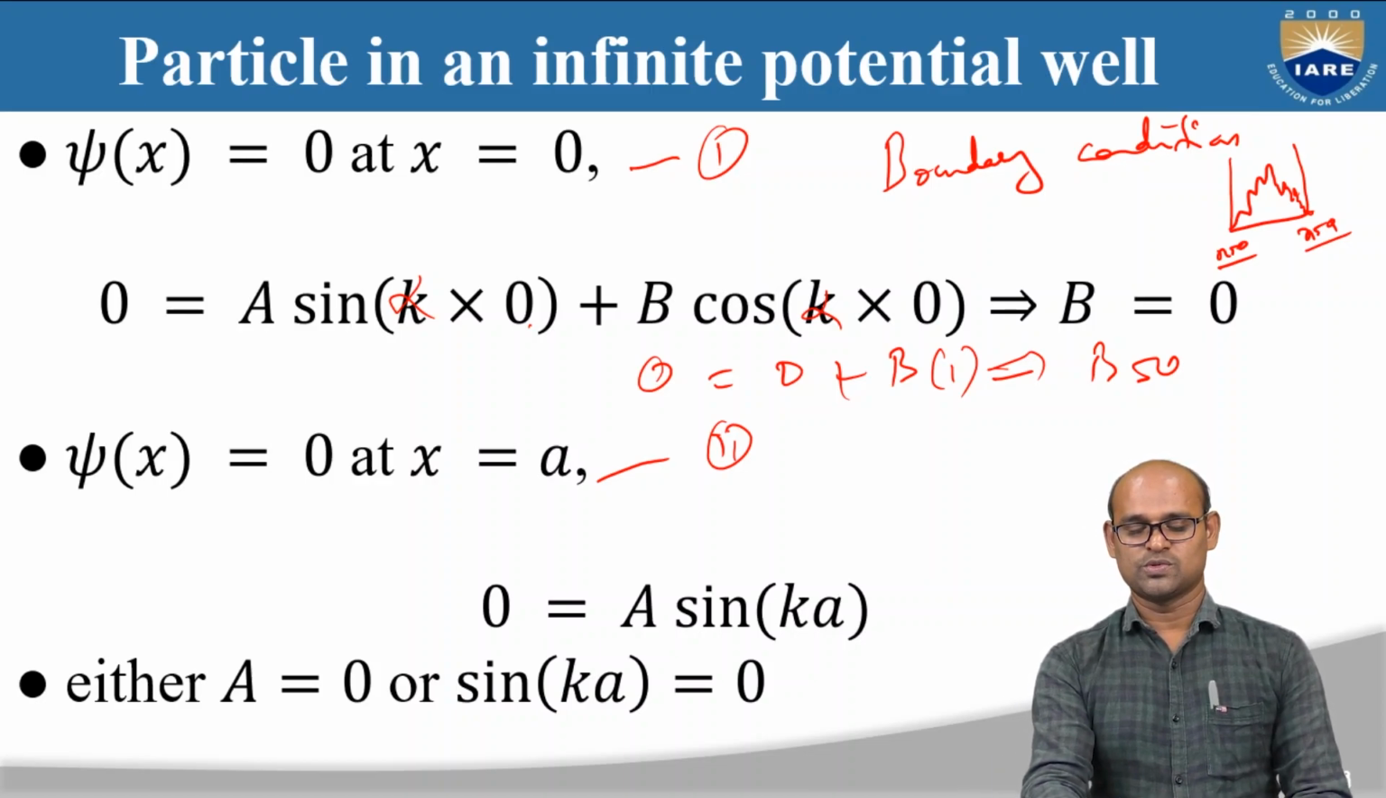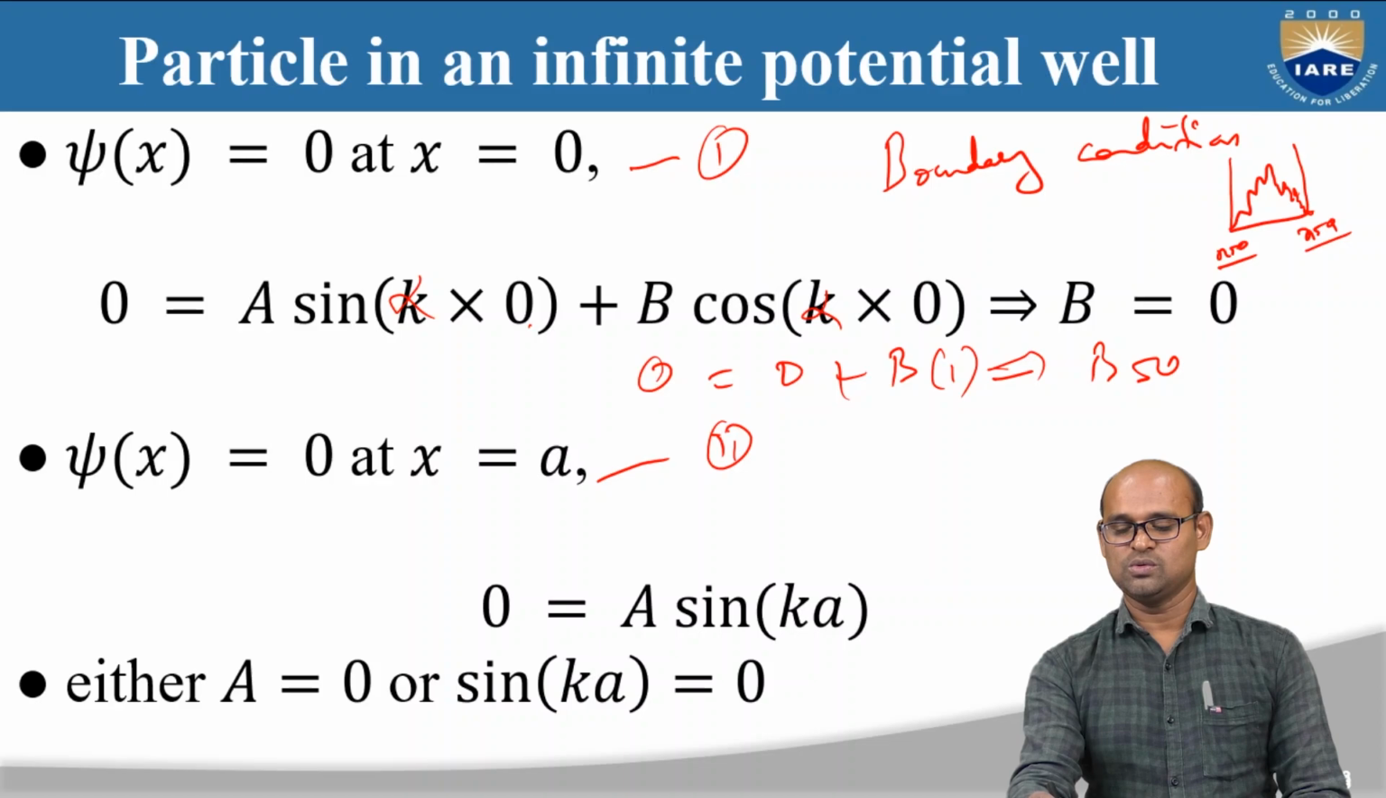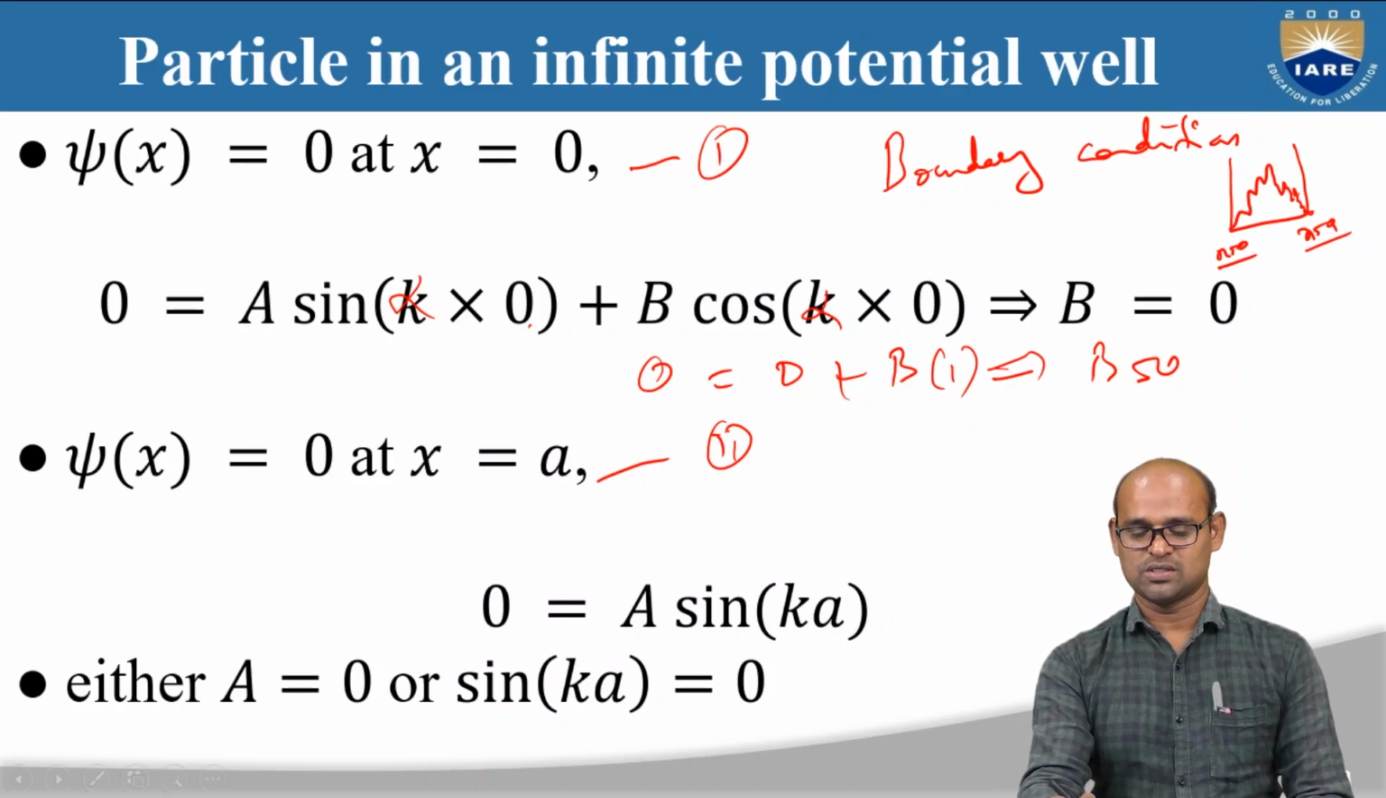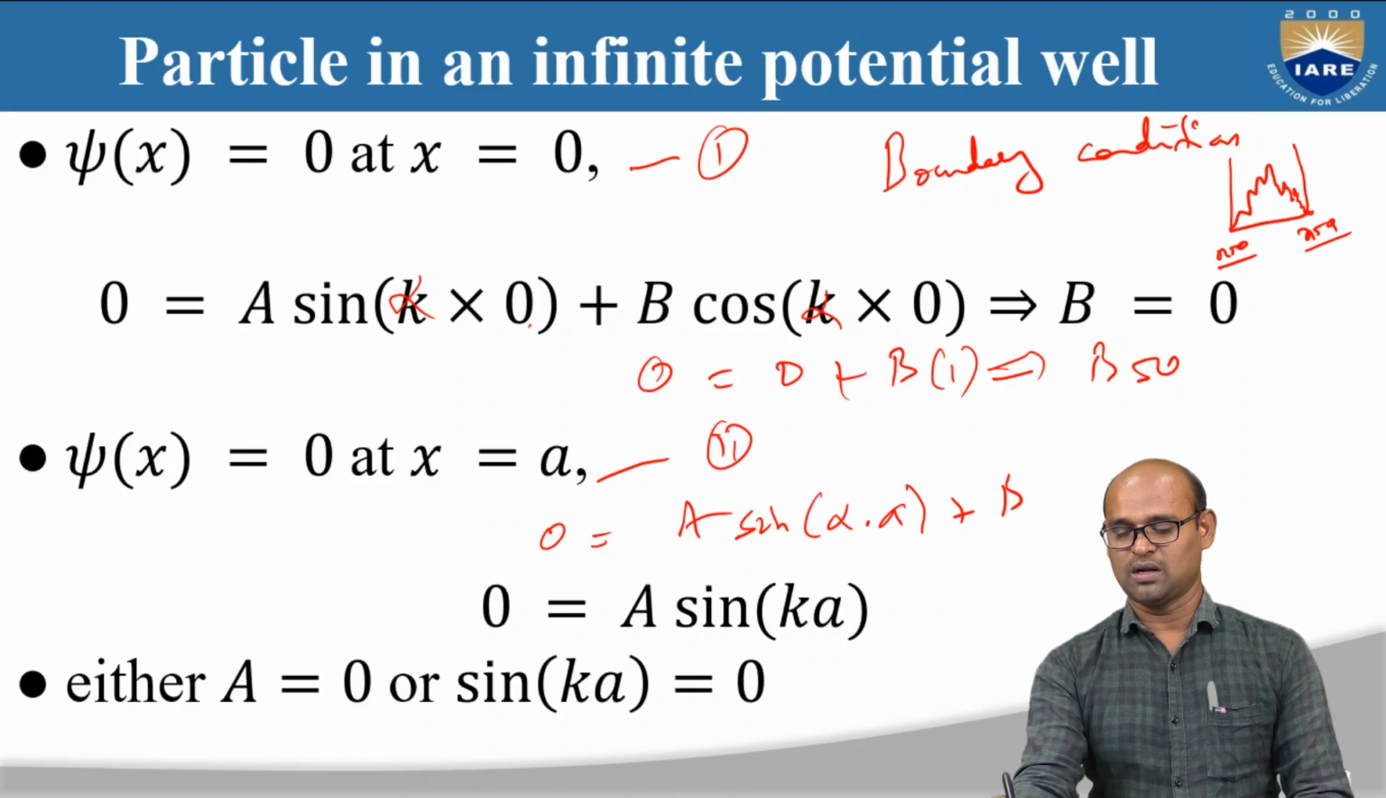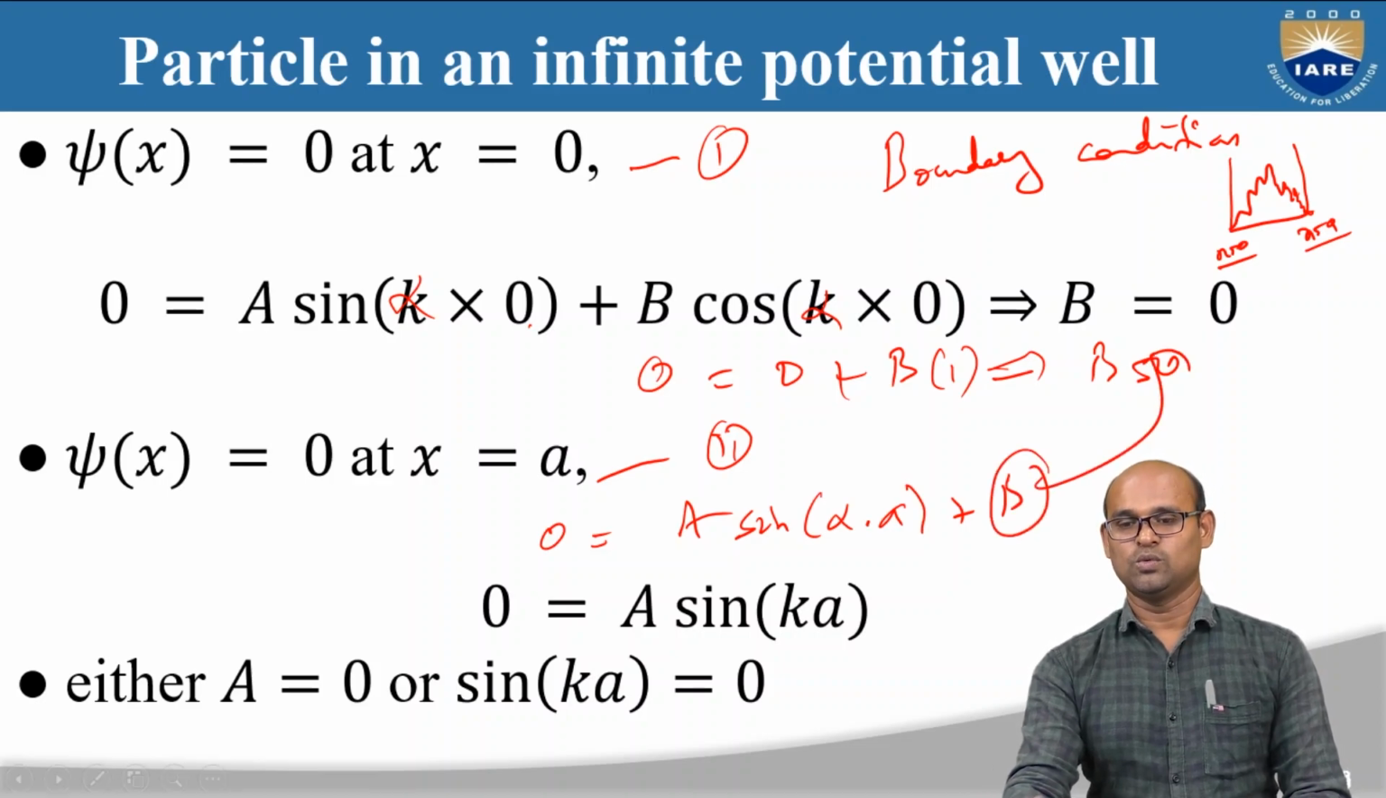Second one, we are going to substitute the second boundary condition in the equation. So 0 is equal to a sine alpha a plus b cos alpha a, but b itself is 0, right? So you don't have the b term. No second term, only the first term, so a sine alpha a is equal to 0.